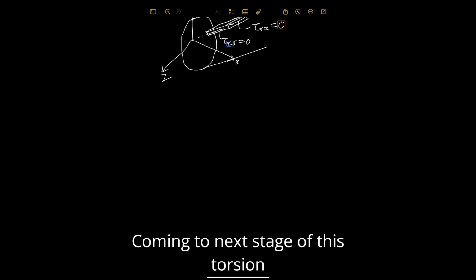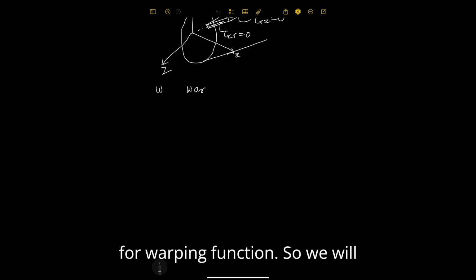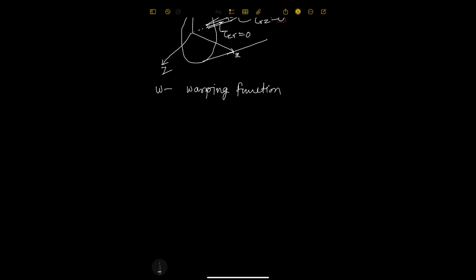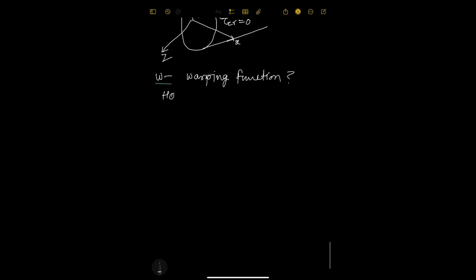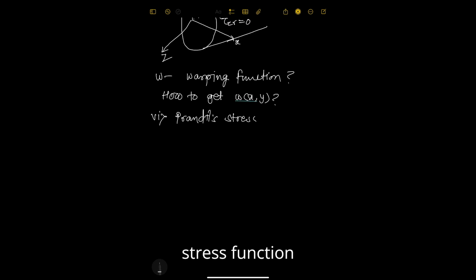Coming to the next stage of this torsion problem, here we will try to derive the equation for the warping function. So we'll try to solve for the warping function w, and for this we'll move to the Prandtl stress function method.